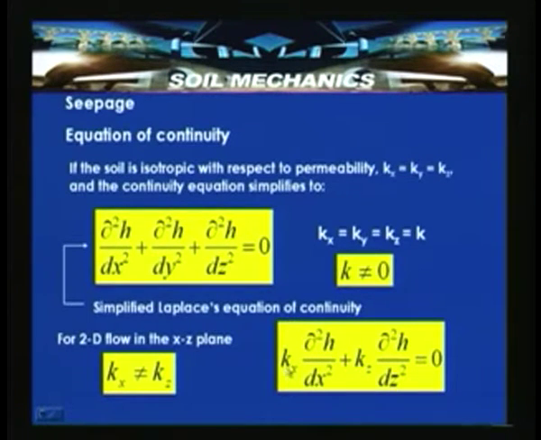then we can say that kx into dou square h by dou x square plus kz into dou square h by dou z square is equal to 0. So, here we can say that for two dimensional flow in xz plane, kx is not equivalent to kz.